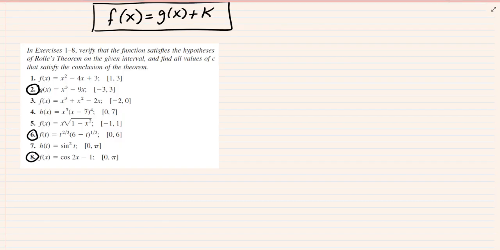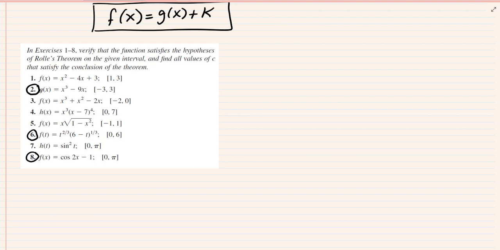Okay, so let's continue on now with the exercises. In this segment of the exercises, I'm going to do 3 problems here for you. The question reads, verify the function satisfies the hypothesis of Rolle's theorem on the given interval, and find all values of c that satisfy the conclusion of the theorem.